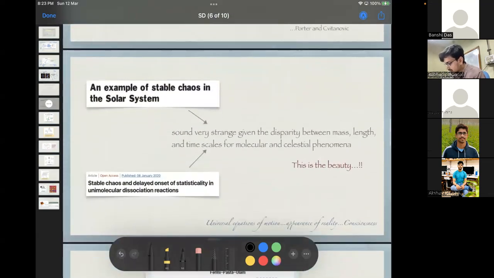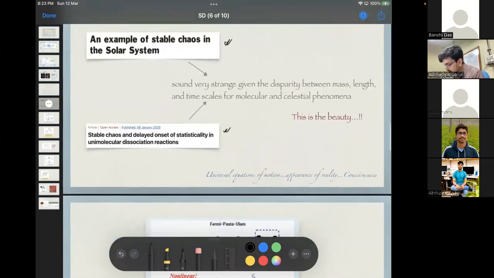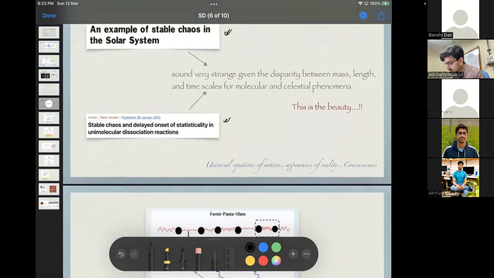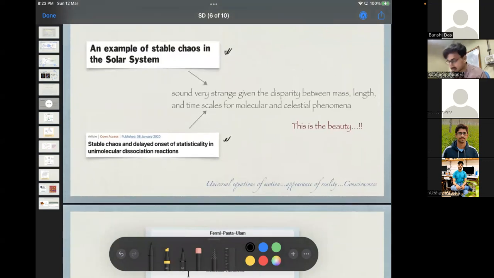What I was going to say is that there is a term called stable chaos. This is an article from celestial mechanics, an example of stable chaos in the solar system. And this is an article from chemistry: stable chaos and delayed onset of statisticality in unimolecular dissociation reactions. Just look at these two articles, how similar they are. It sounds a bit strange given the disparity between the mass, length, and time scales of molecular and celestial phenomena, but these two phenomena are quite similar to each other.